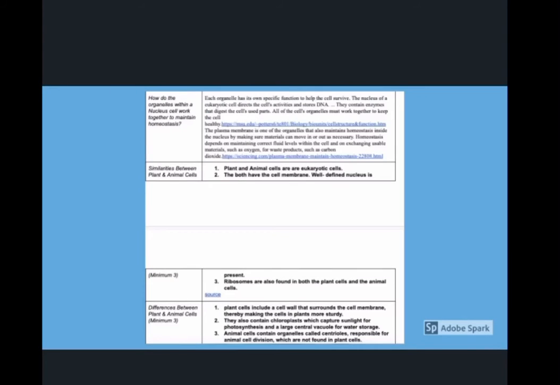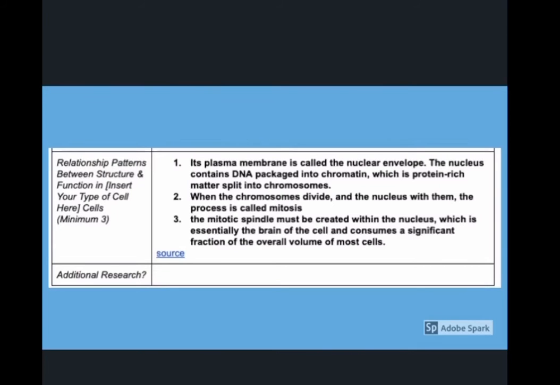Since we didn't go over this before, the similarities between plant and animal cells are that they both are eukaryotic cells, they both have a cell membrane, and a well-defined nucleus is present. Ribosomes are also found in both plant cells and animal cells. The differences are that plant cells include a cell wall that surrounds the cell membrane. They also contain chloroplasts and a large central vacuole. Animal cells contain organelles called centrioles.